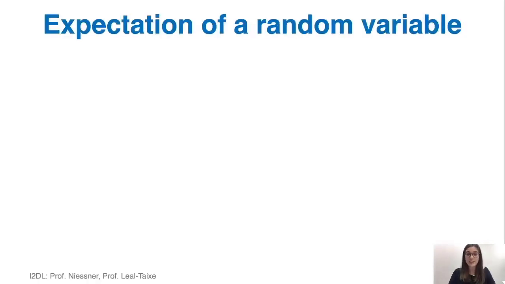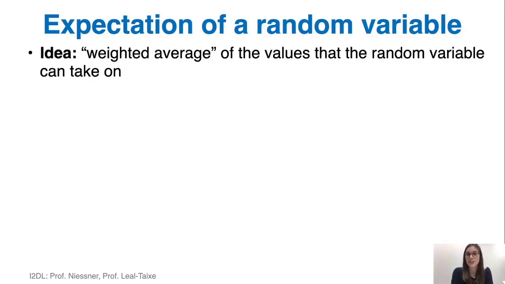Okay, so now finally, let's have a look at the concept of expectation and variance of a random variable. Let us start with the expectation. The idea of the expectation is that it defines a weighted average of the values that the random variable can take on. And the weights that we are using here are given by the probability measure function corresponding to our random variable X. I said before that we always have to make a difference between the discrete and continuous setting. This is the same here for our expectation.